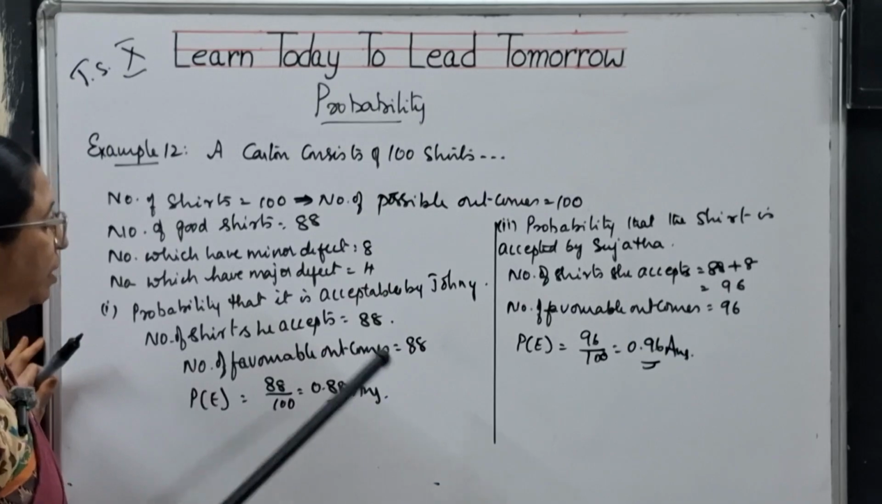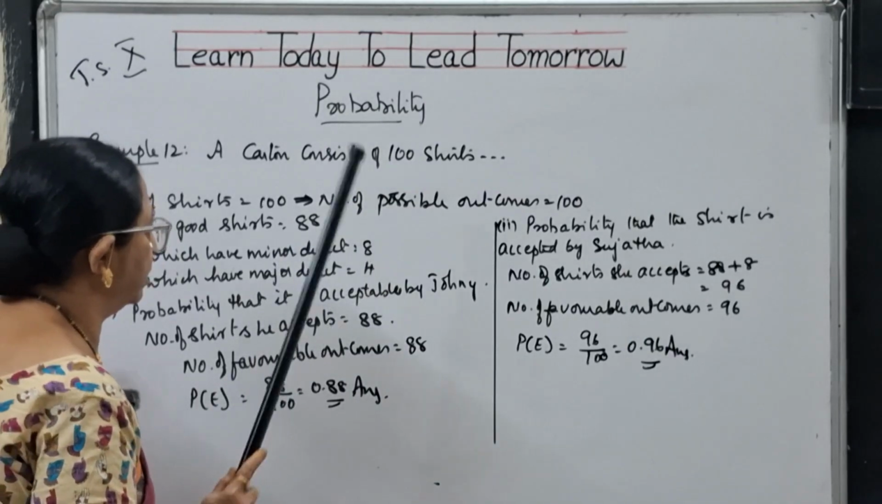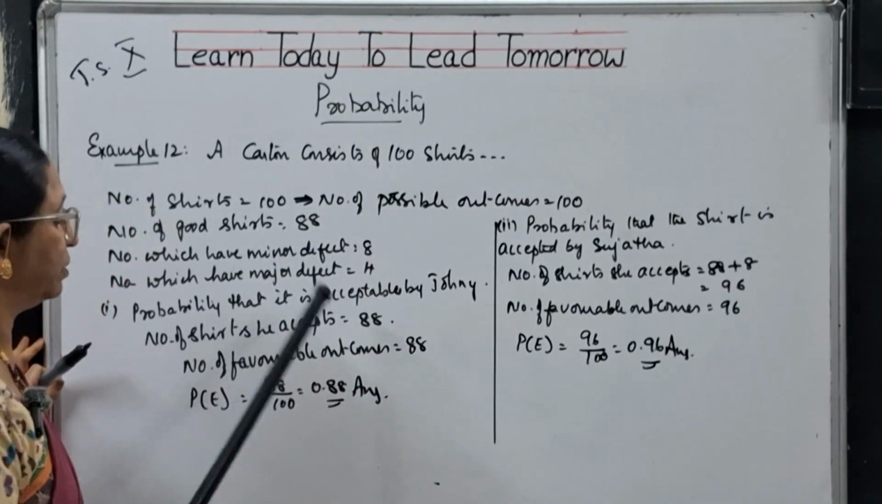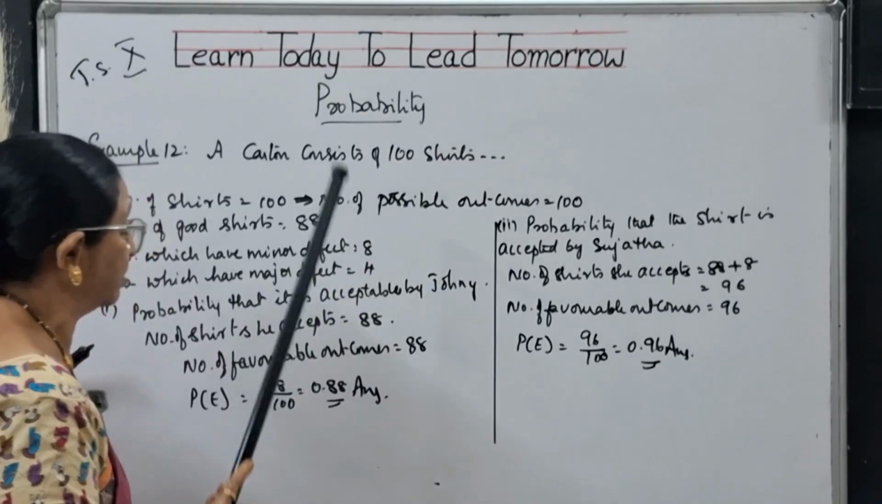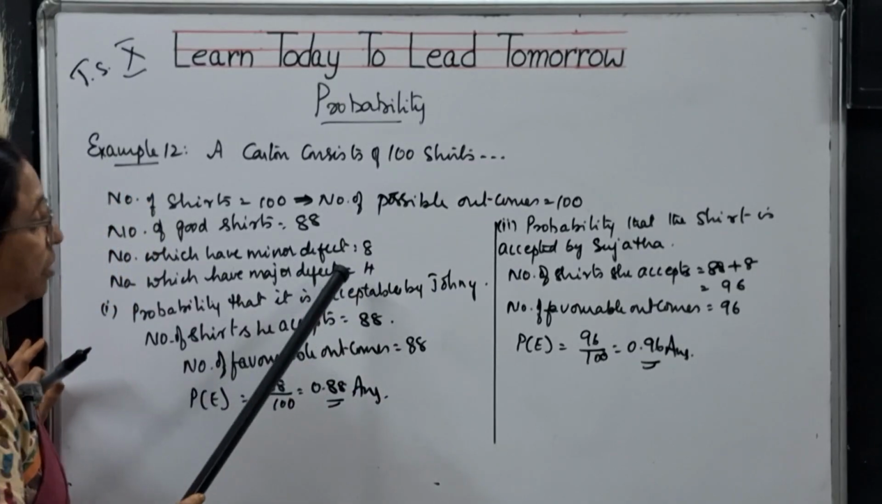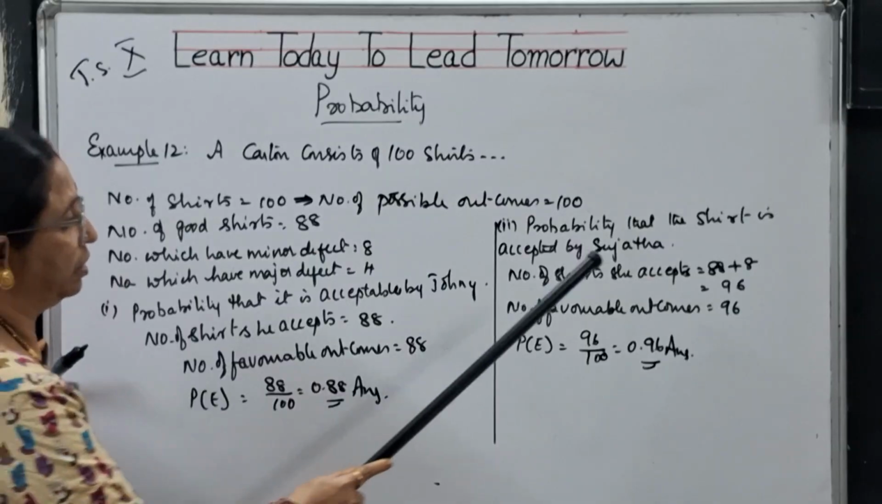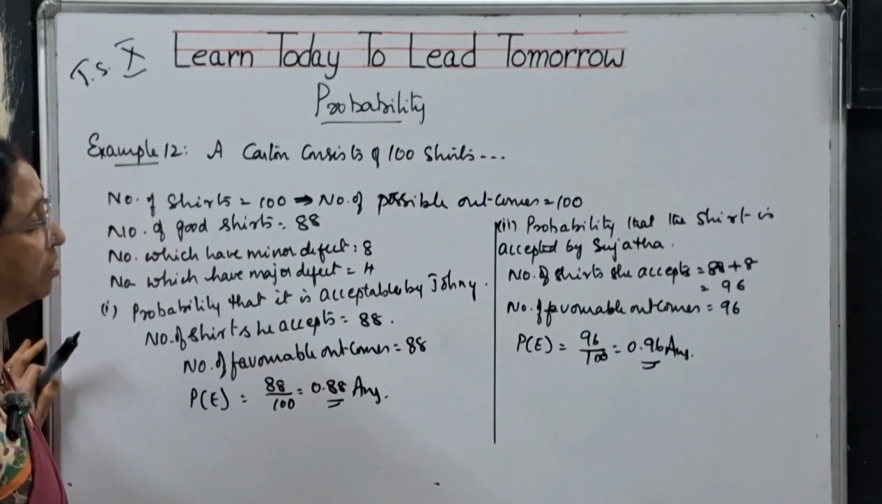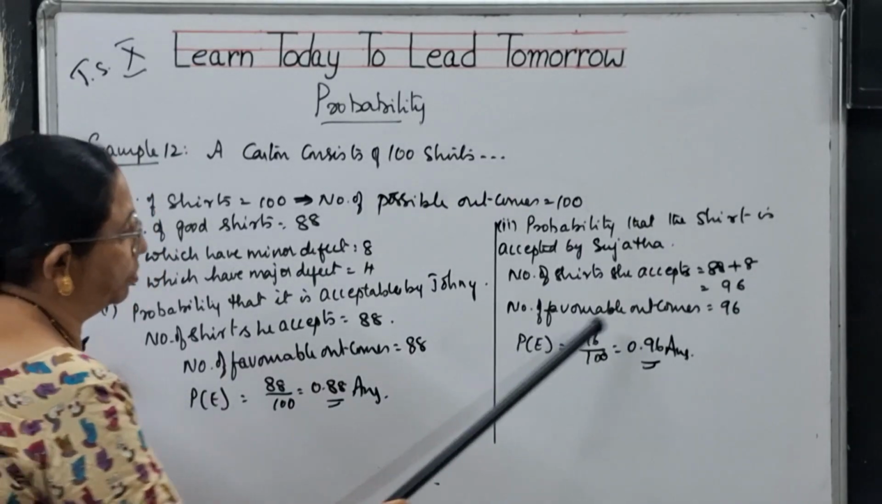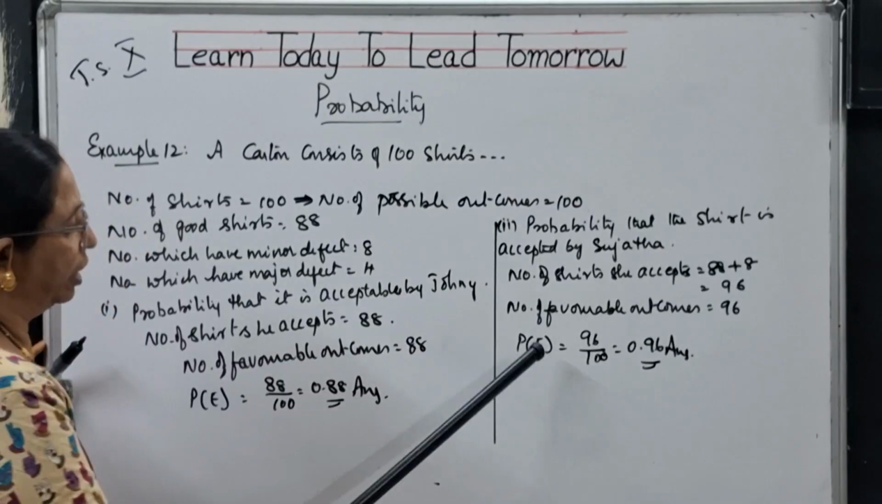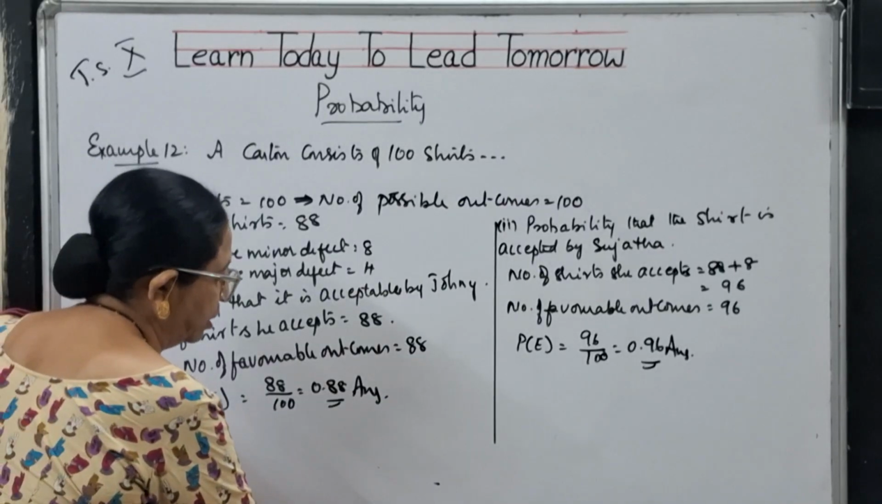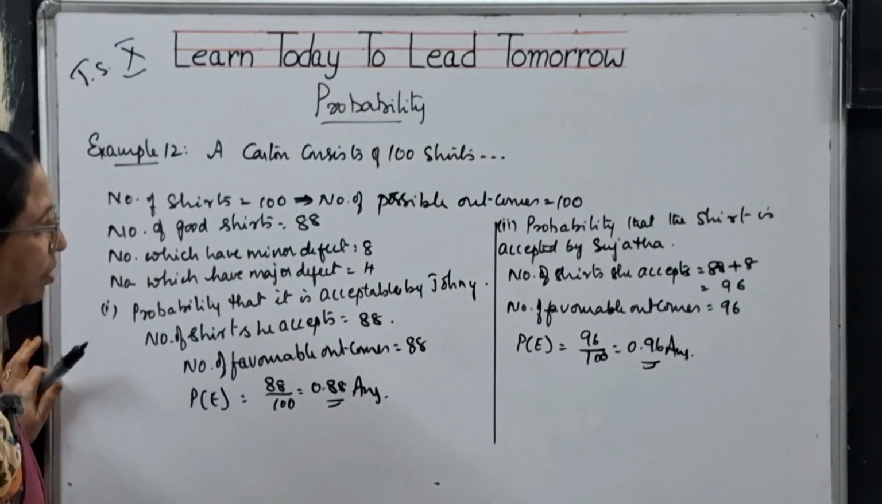Then the probability that the shirt is acceptable by Sujata: the number of shirts that she accepts is not only good ones, but with minor defect also she accepts. Why? Because in the problem it is given that she rejects major defect ones. If she rejects major defect, the remaining two she will accept. That is 88 plus 8, 96 shirts she will accept. So favorable outcomes are 96. So 96 by 100, 0.96 is the answer, children. Please note it down.